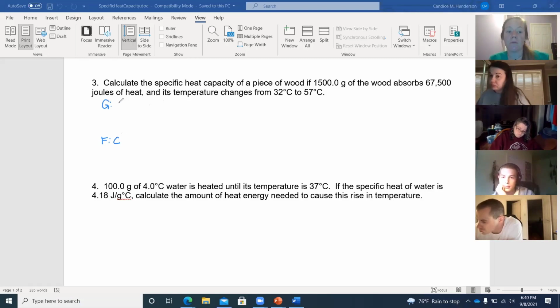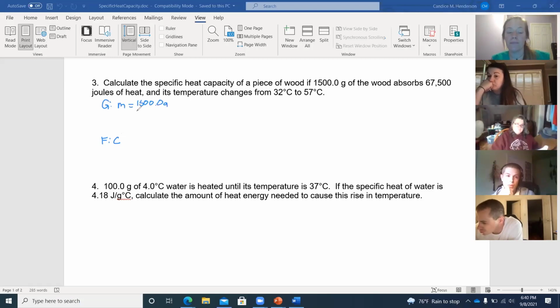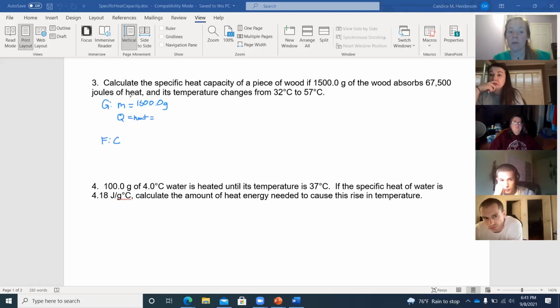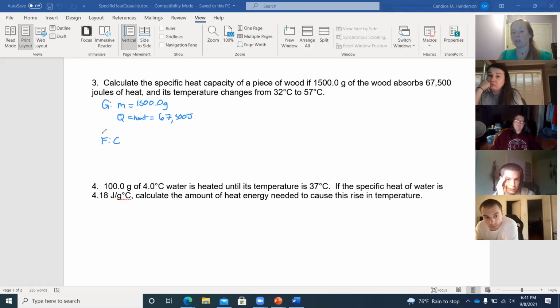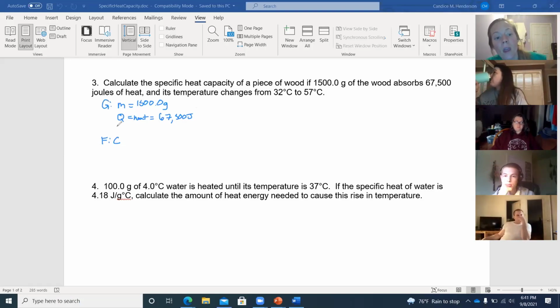Some of our given information: we know the mass, right? That's 1,500 grams. We know the Q value. Q is heat. Q equals heat, which equals 67,500 joules. Okay. So many times I see people put this value for the C and vice versa. So just make sure when you're talking about heat, it's Q. When you're talking about specific heat capacity, it's C. Yes, they both have the word heat in them, but they are not the same thing.